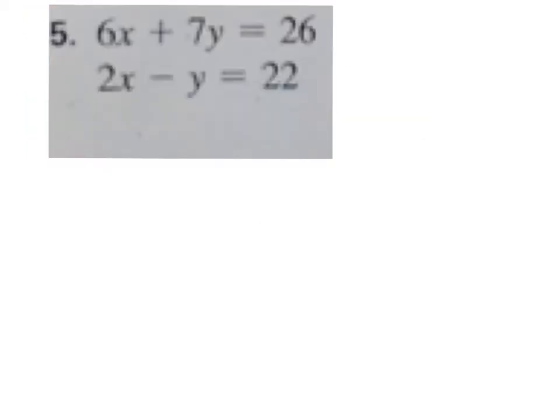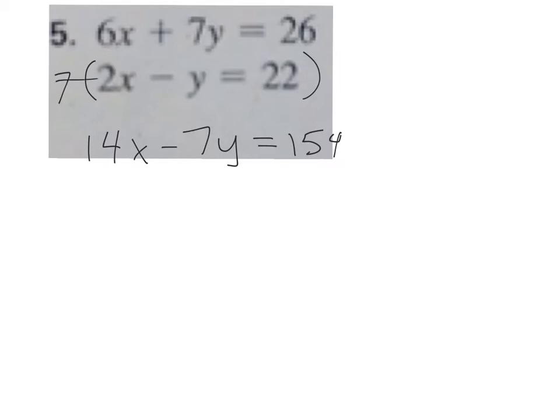Number 5. Looking at number 5, I have a 6 here, so I could multiply this by a negative 3. That would work. Or I have a positive 7y and a negative y. So I think I'm going to multiply the bottom by 7. That's going to give me 14x minus 7y equals, and 7 times 22, 154.